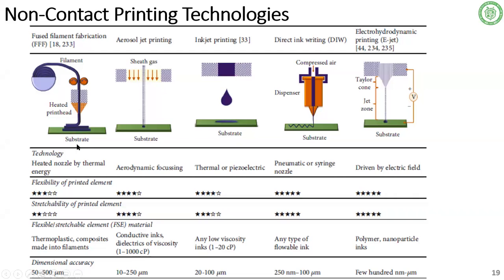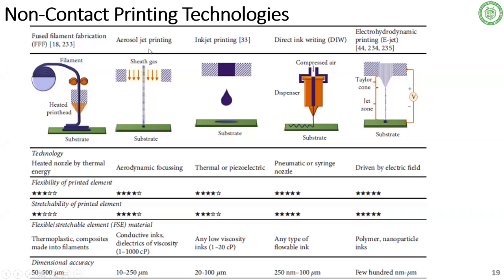Now, for non-contact printing, a common one you can see is fused filament fabrication, also 3D printing. It has some plus points and some negative points. There's medium flexibility, means the stretchability of the printed element is not that much. Usually thermoplastic or composite materials are deposited, and the dimension is 50 to 500 micrometer.